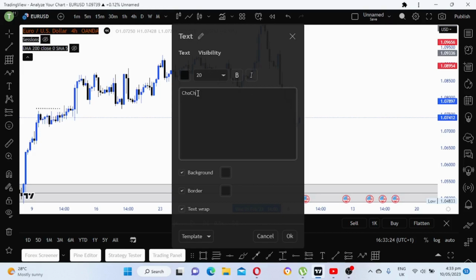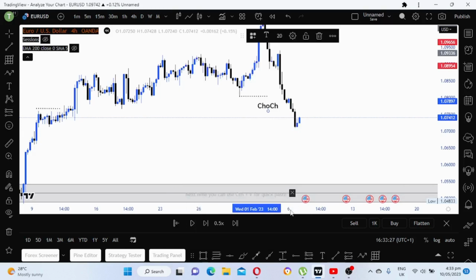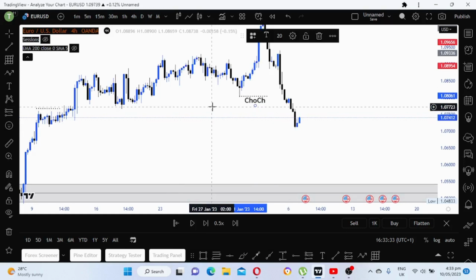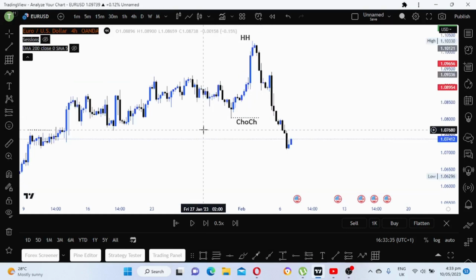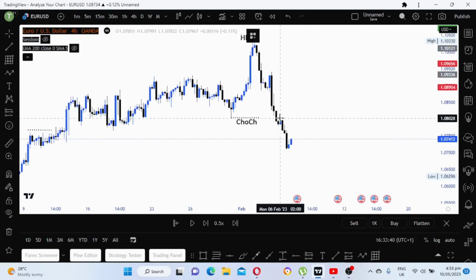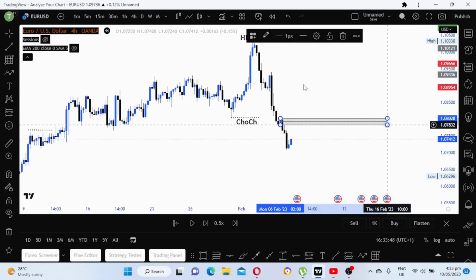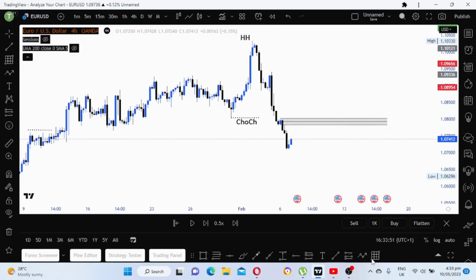The CHOCH, change of character. So what should we do? We have to find two key areas. We have to find two points, two POIs or supply zones that we have to draw. This one, that's number one, and we have the second one.